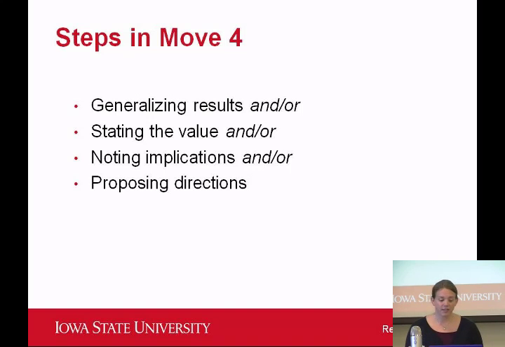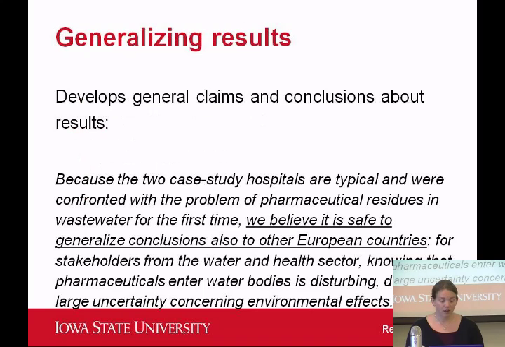So let's look at the first step, generalizing results. So here's our first step, as I said, generalizing results. And the function of this step is really to develop general claims and conclusions about your results. So to expand beyond the precise factual findings into a more general statement. So we might also talk about making inferences, making general claims or general conclusions. And authors often do this by summarizing, synthesizing, or making deductions from the results that they developed.